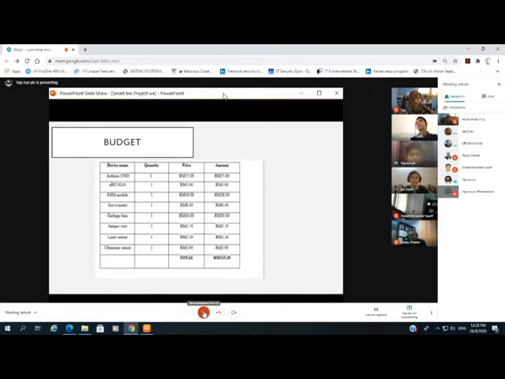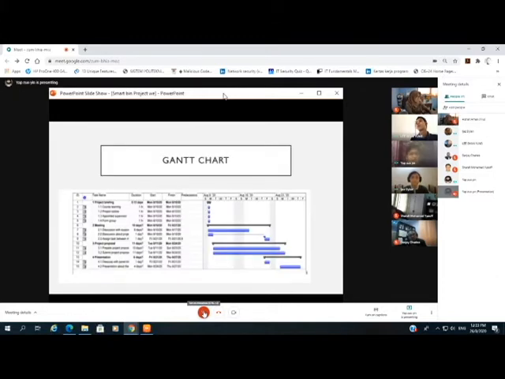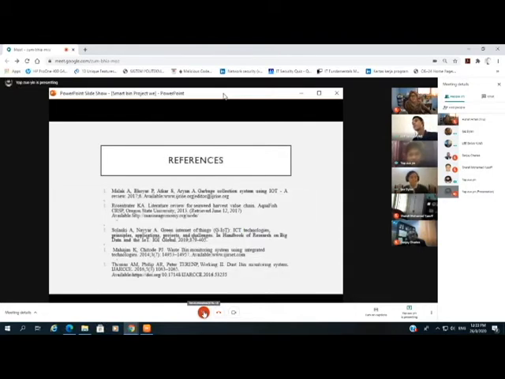So this is our budget. All of it is 150 ringgit 20 cents. And this is our Gantt chart. And this is our references.